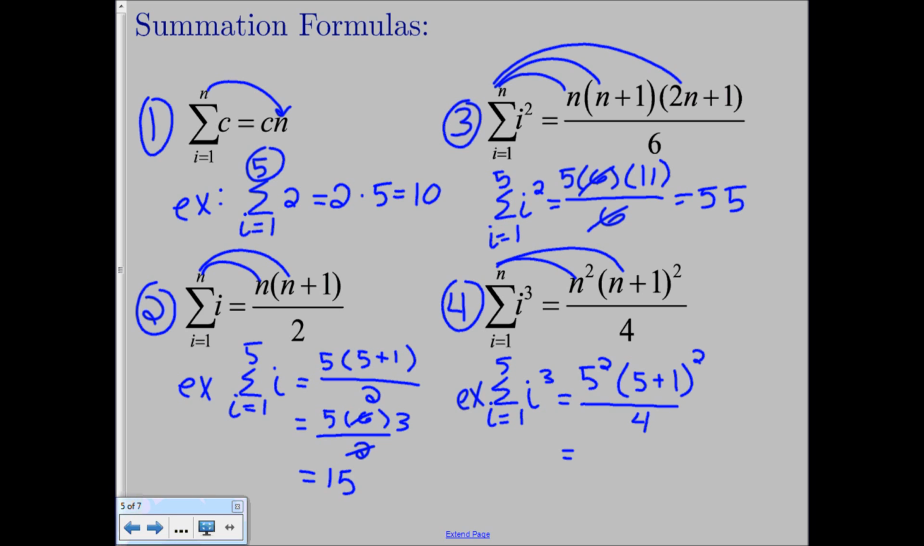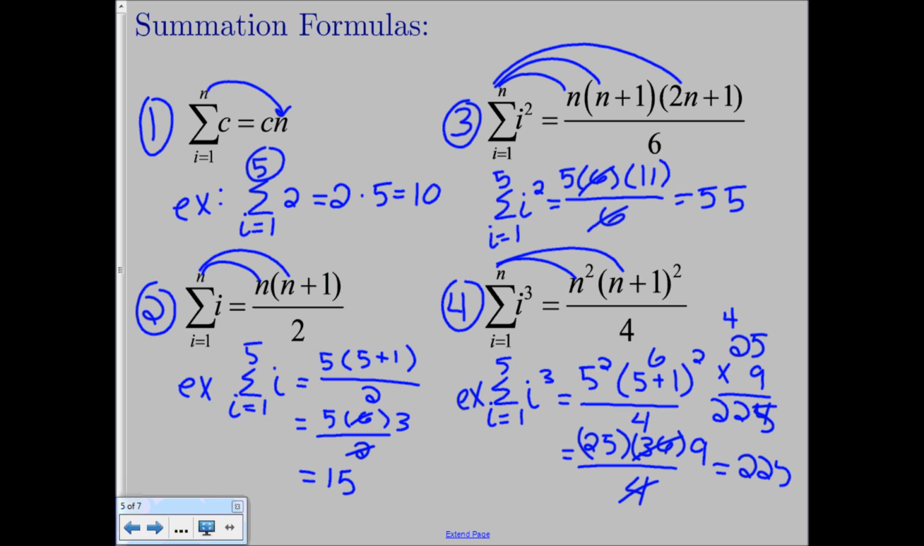Well, that's just equal to 25 times 6 squared, which gives us 36, over 4. We can cancel the 4 with the 36 and make that a 9. Now all you have to do is 25 times 9, which if we do the math real quick, should be 225. Yep, so we get 225 for this sum. That's just how you go about using your formulas.